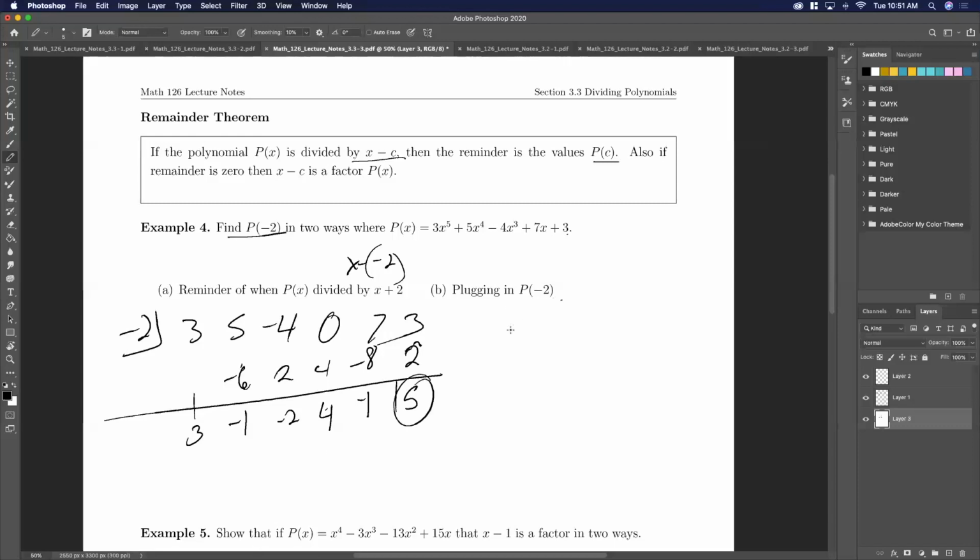And so I want to say that's the same thing as plugging it in. So let's actually plug it in real quick. So if I plug in 3 times negative 2 to the 5th plus 5 times negative 2 to the 4th minus 4 times negative 2 to the 3rd plus 7 times negative 2 plus 3. It's actually easier to crunch it the other way if you're doing it in your head. So this would be 3, negative 2 times that would be minus 14. Negative 2 cubed is 2 times 2 is 4 times 2 would be 8. And since it's negative, it'd be negative 8 times negative 4 gives you positive 32.